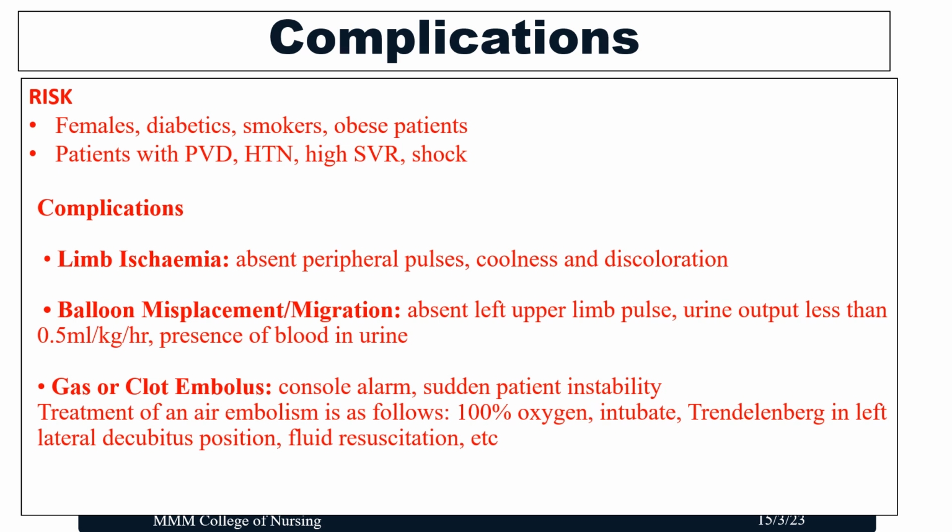Balloon misplacement or migration is another complication. In this, there will be an absent left upper limb pulse, urine output less than 0.5 ml per kg per hour, and the presence of blood in urine. Then gas or clot embolus: the console alarm will ring, then sudden patient instability will be there. Treatment of an air embolism is as follows. Give 100% oxygen to the patient, intubate the patient, and place the patient in Trendelenburg and left lateral decubitus position, and fluid resuscitation should be done.